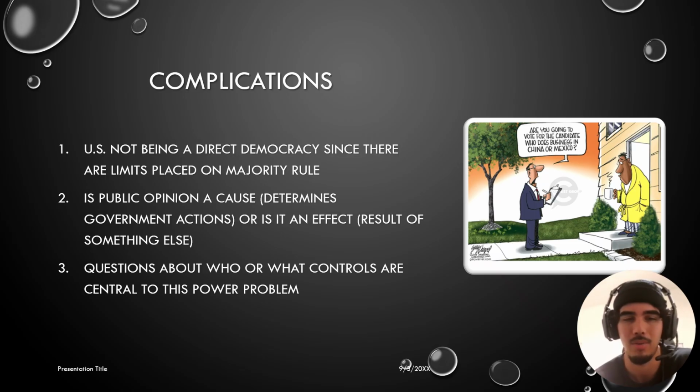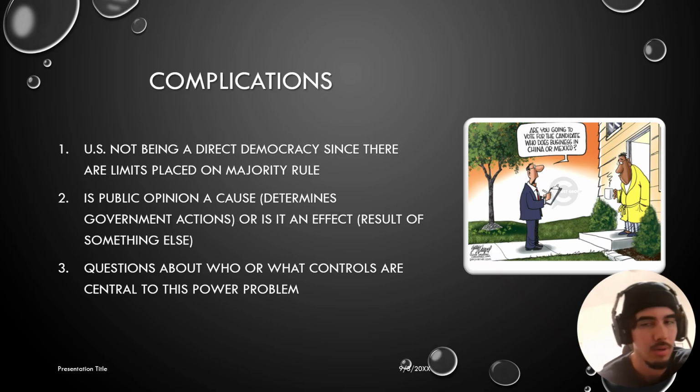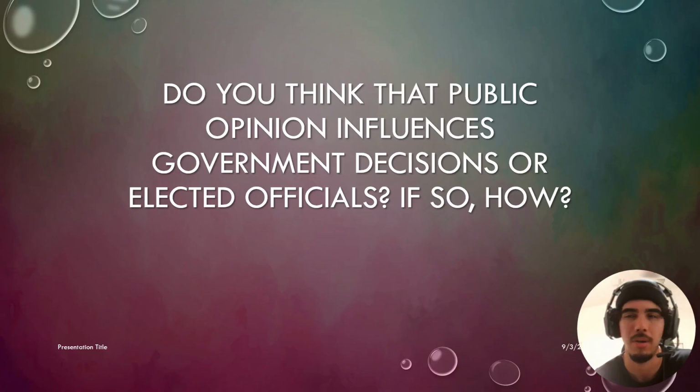What is it? Who or what controls your opinion? Is it a cause or is it an effect? So do you have a predetermined notion of how things are in the world, or do you see things and then your opinion comes after? Also, we don't have a direct democracy, so we can't really measure one to one the ratio when it comes to voting or when it comes to public support or maybe things that the public is in disagreement on.